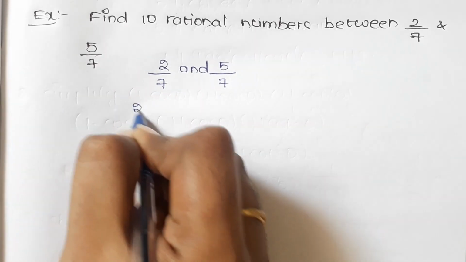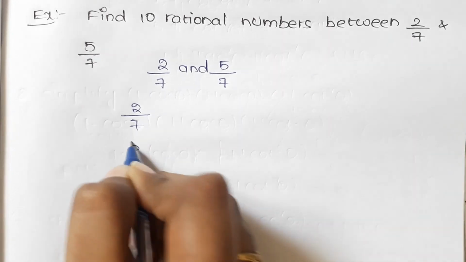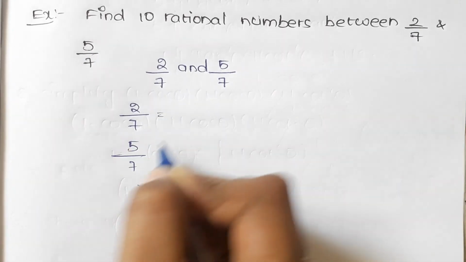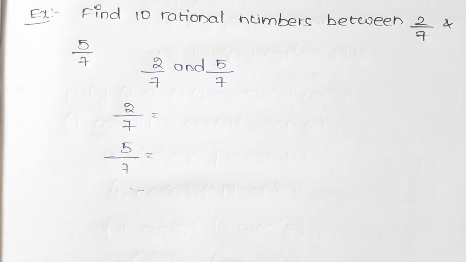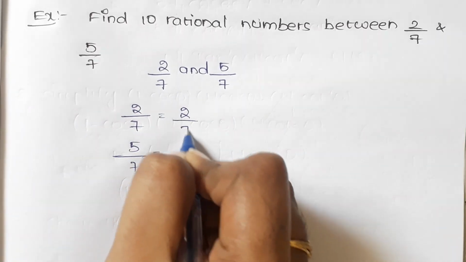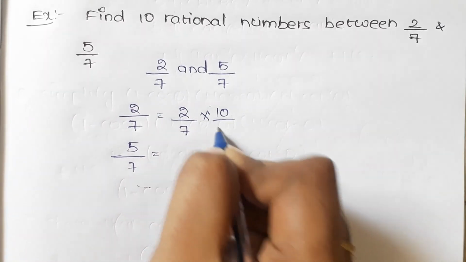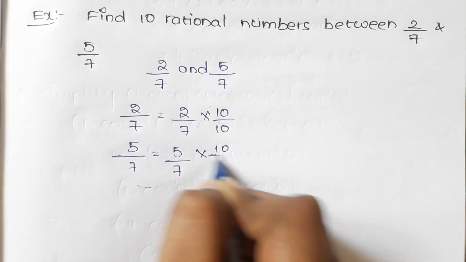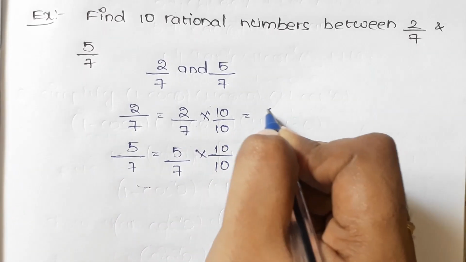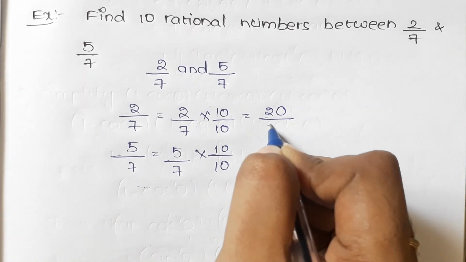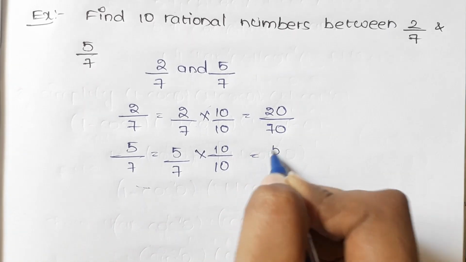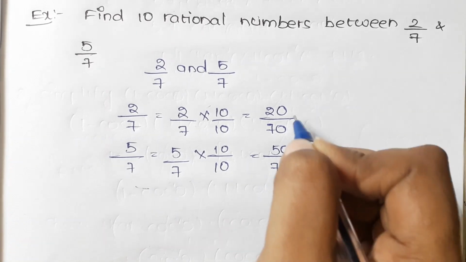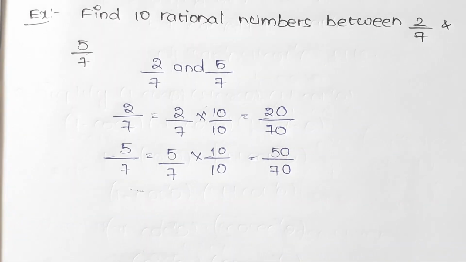Given 2 by 7 and 5 by 7, we should multiply and divide with 10. That is 2 by 7 into 10 by 10, similarly 5 by 7 into 10 by 10, and then we will get 20 by 70 and 50 by 70. In between these two values we can find the 10 rational numbers very easily.